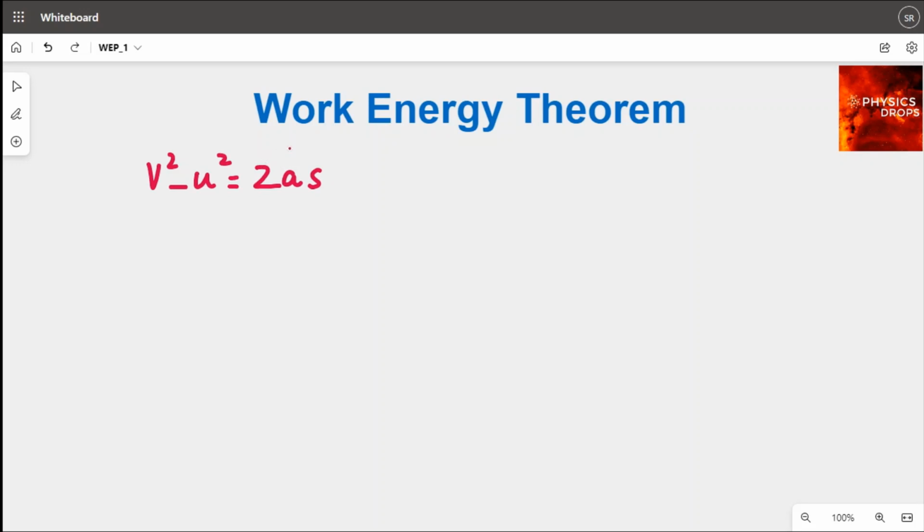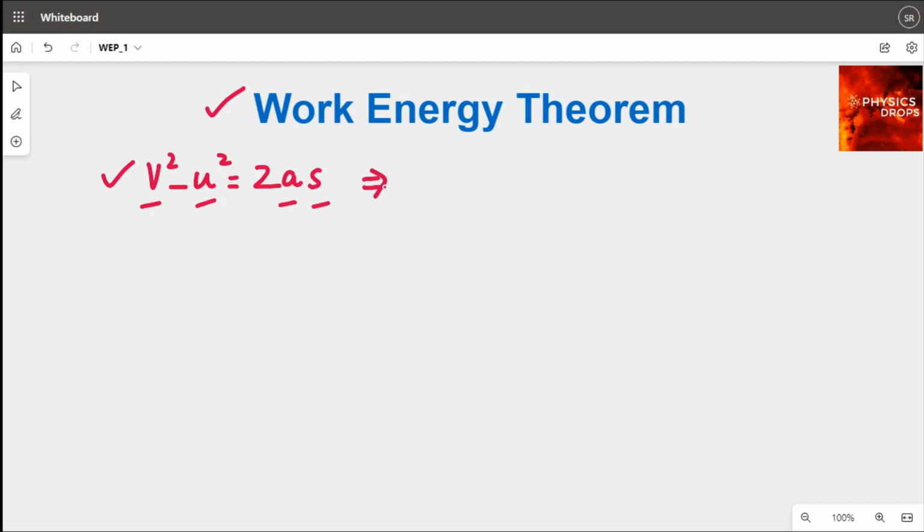Let's look at the work energy theorem, or in other words, the relationship between work and energy. We know from rectilinear motion, or the kinematics equation, that v squared minus u squared equals 2as, where v is the final velocity, u is the initial velocity, a is acceleration, and s is displacement.